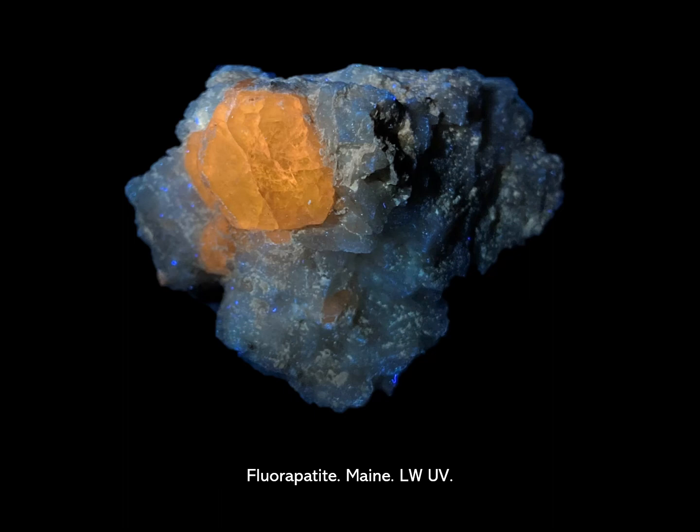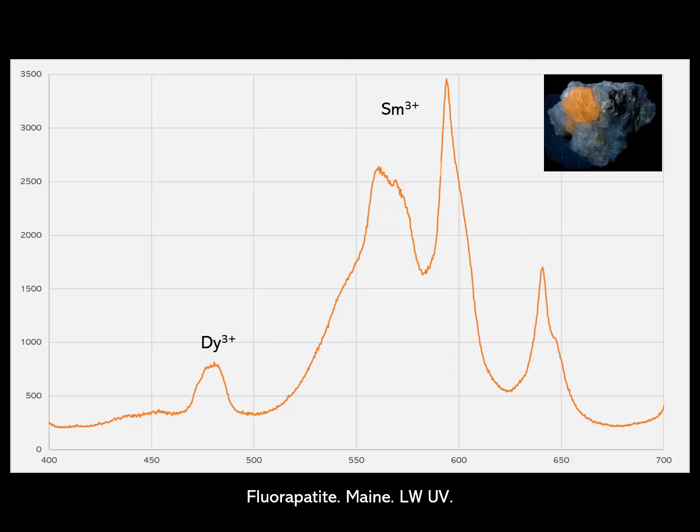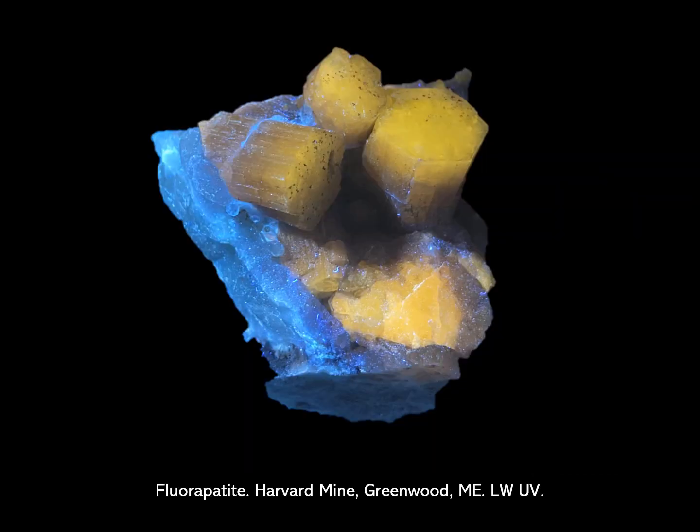This example of fluorapatite is from Maine, and the spectra that we got for it looks like this, with that dysprosium 3+ peak towards the lower half of the spectrum, with these very interesting looking samarium 3+ peaks in the upper half past 550 nanometers. Again, those samarium peaks are likely due to some kind of coactivation.